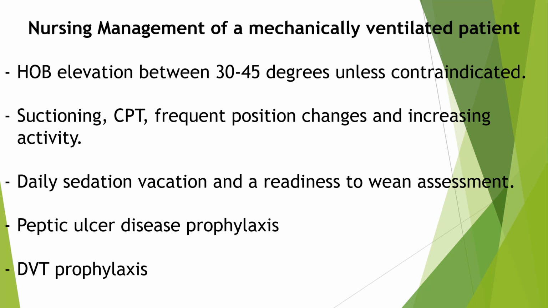Peptic ulcer disease prophylaxis. As told, medication that reduces the gastric acidity will protect the patient from developing peptic ulcer disease and gastrointestinal bleeding. So those prophylaxis drugs you should give. DVT prophylaxis, deep vein thrombosis prophylaxis. Treatment with anticoagulants and sequential compression devices has shown that it reduces the risk of DVT in the patients who require prolonged mechanical ventilation. So these nursing management points you need to keep in mind.